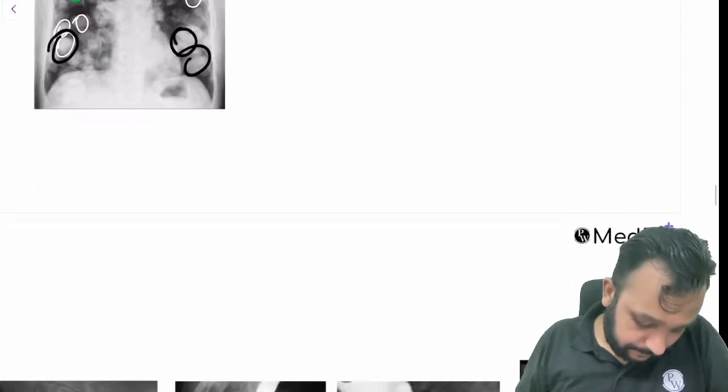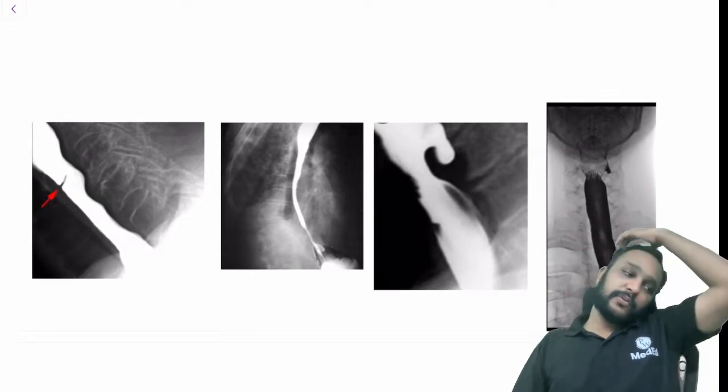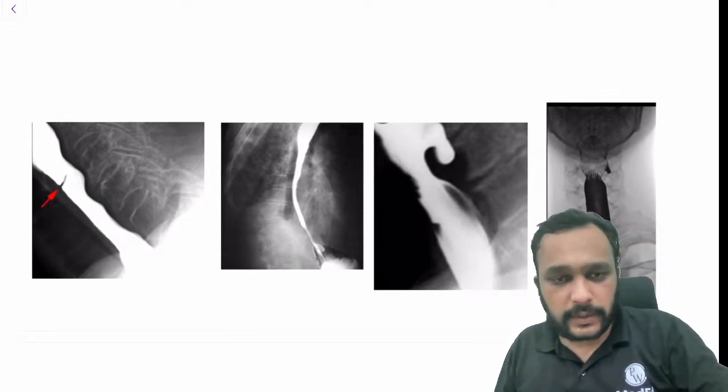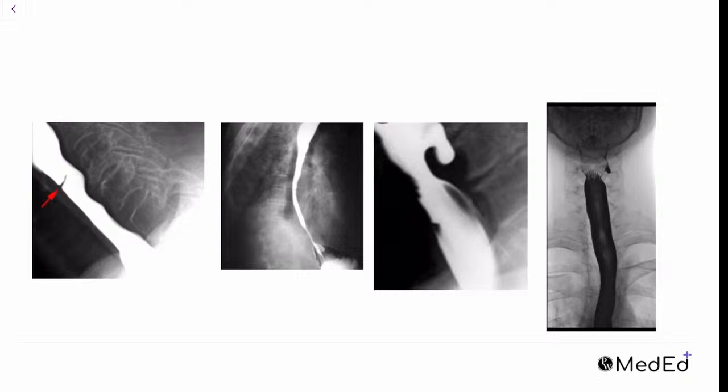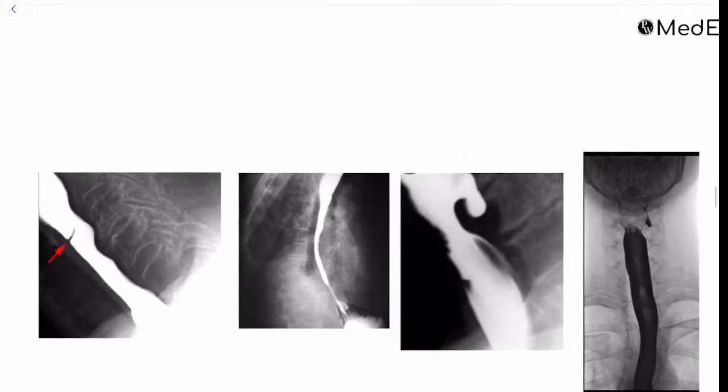right? Now let us talk about a few barium images that are important for us. So guys, can you tell me what can you see in the first image? Image number A. What are you able to see in the first image?